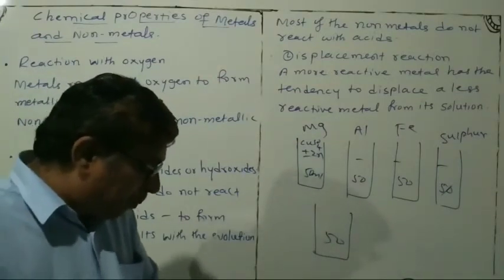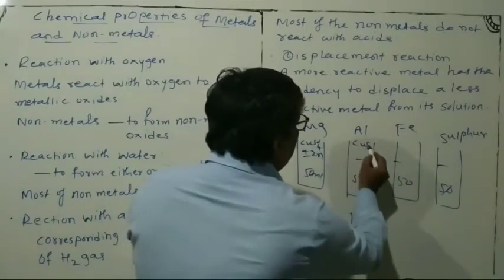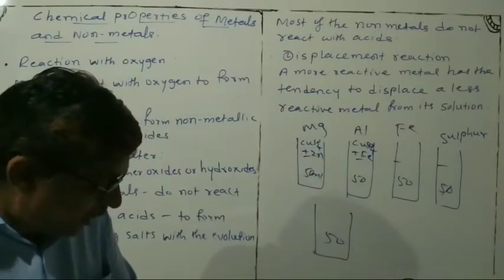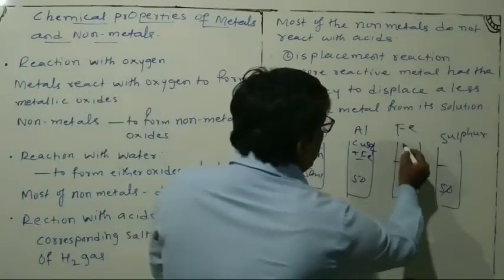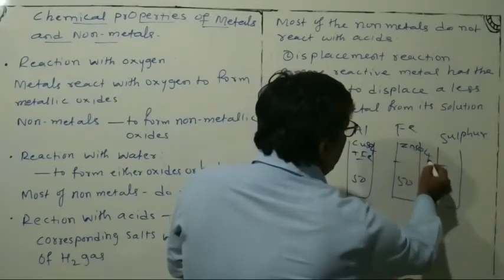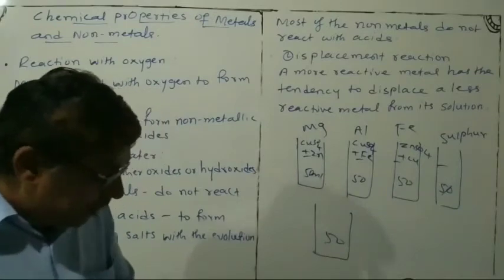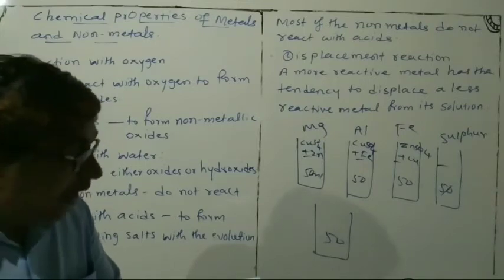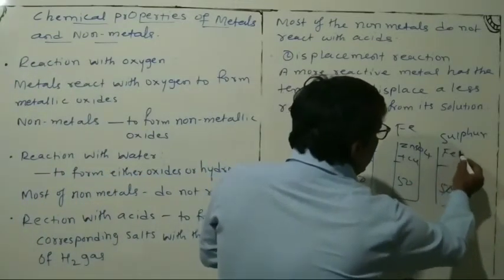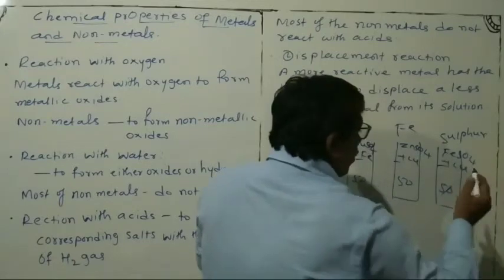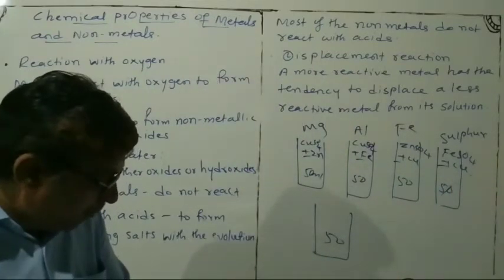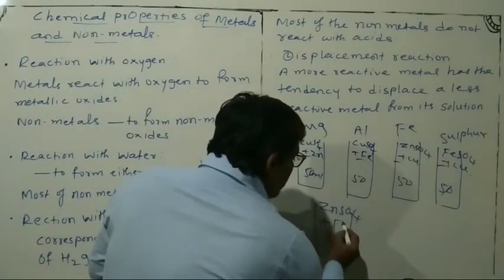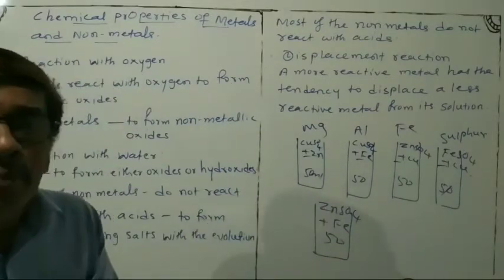In beaker B, copper sulfate and iron. In the third beaker, zinc sulfate and copper. In the fourth, ferrous sulfate, FeSO4, and copper. And the fifth one, zinc sulfate and iron. Like this, we have taken five beakers.